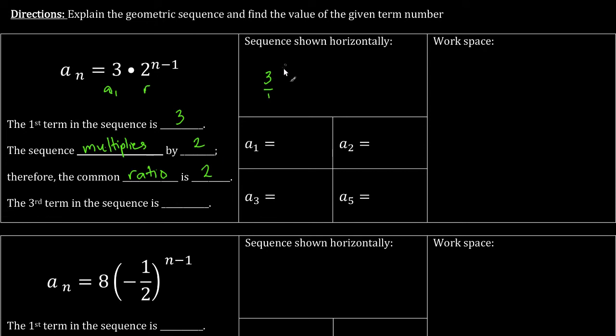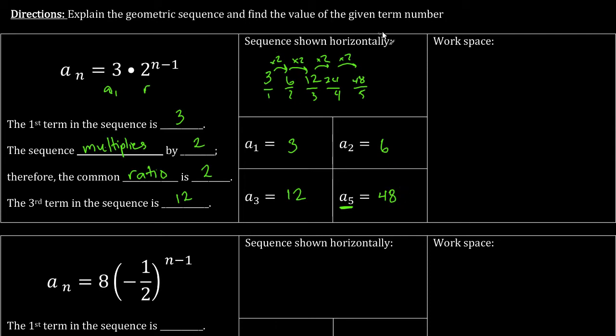We have the first term, second term, third term, fourth term, and so on. We're multiplying by 2. We get 6. Multiply by 2, we get 12. So our first term was 3. We multiplied by 2, so our second term was 6. We multiplied by 2, so our third term was 12. This one asks for the fifth term, so let's get there. 12 times 2 is 24. Times 2 is 48.